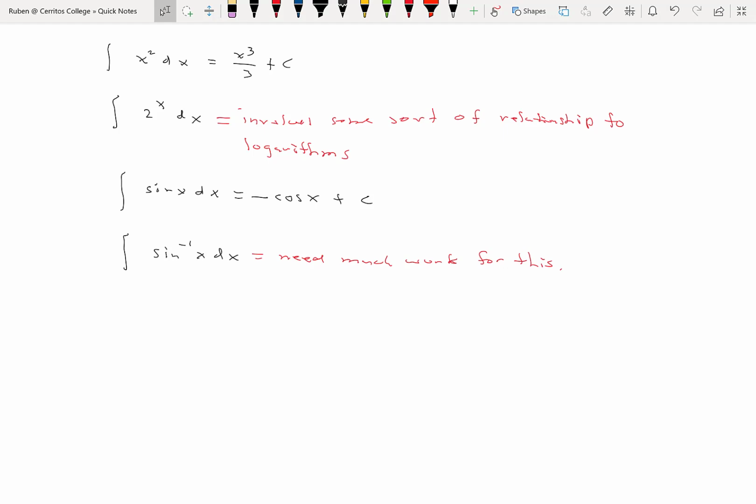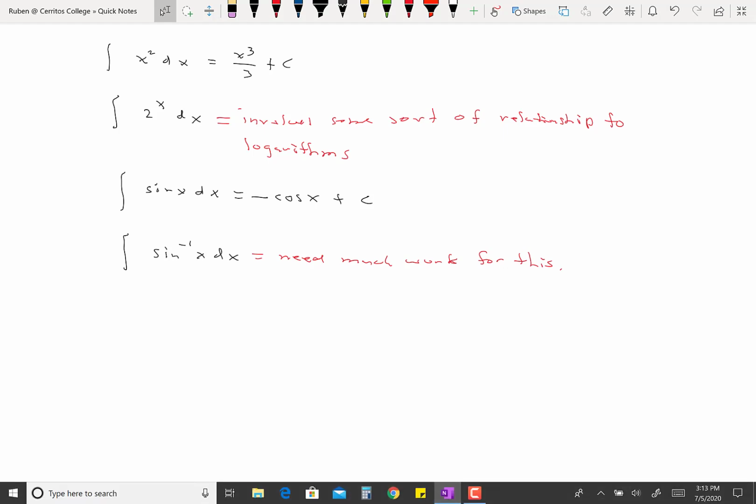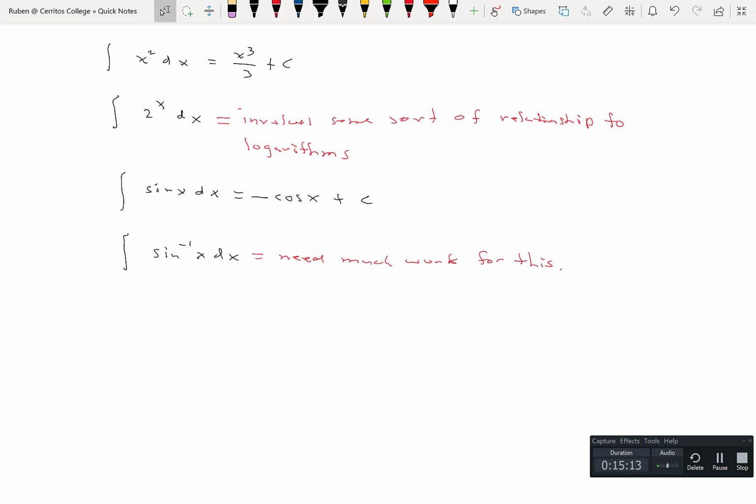There are a lot of holes in your integration, a lot of holes in the Swiss cheese that makes up your integration knowledge at this point. So what we're going to talk about today is inverse functions. We're going to look at inverse functions today. Why are inverse functions important?